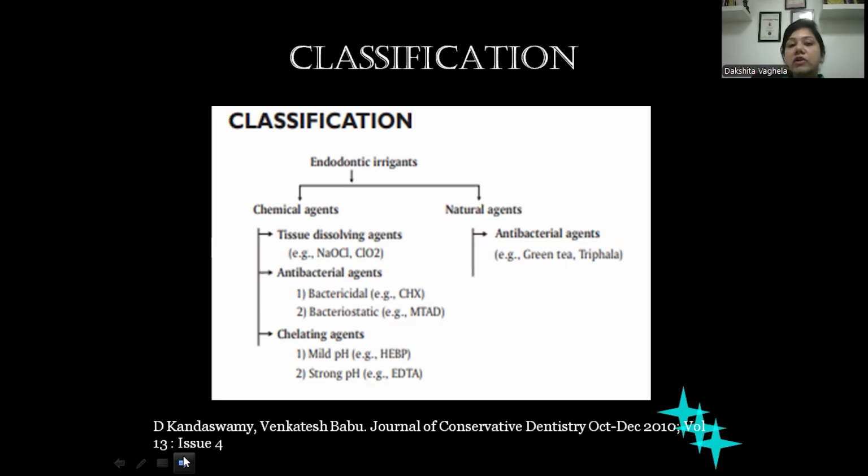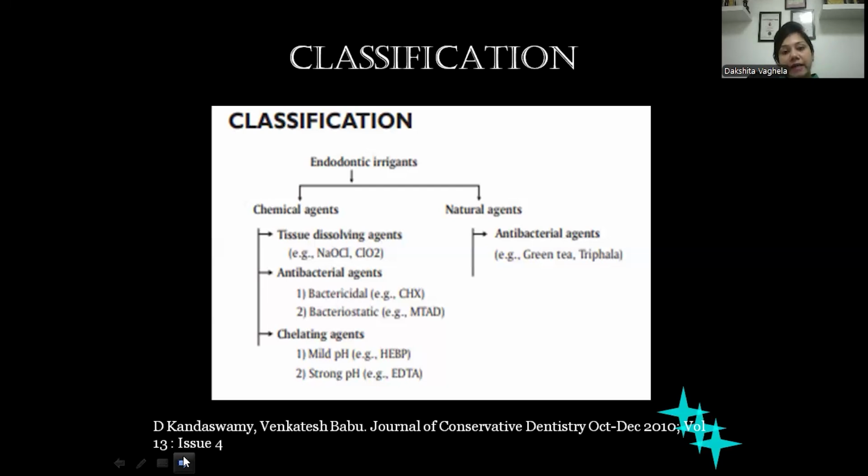Now, tissue dissolving agents, you have mostly sodium hypochlorite. Antibacterial, it can be bacteriostatic or bactericidal. Bactericidal is which kills the microorganism. Bacteriostatic is it does not let them reproduce, right? It will arrest the reproduction process, so the copies are not replicated. So bactericidal mainly is your chlorhexidine. Bacteriostatic is MTAD.